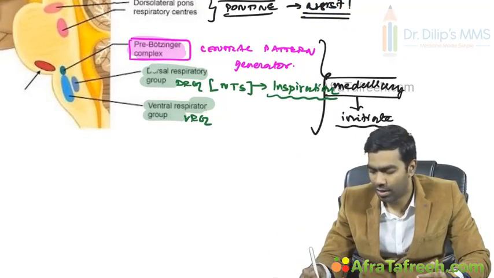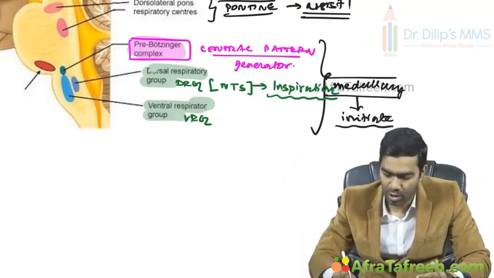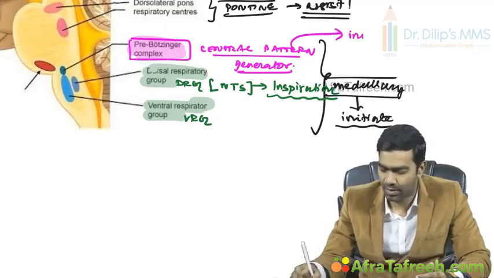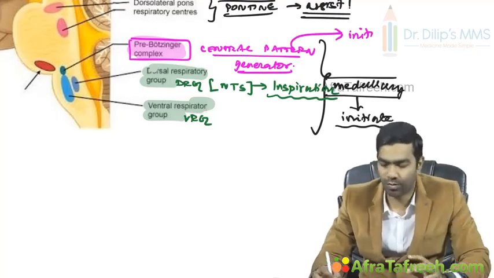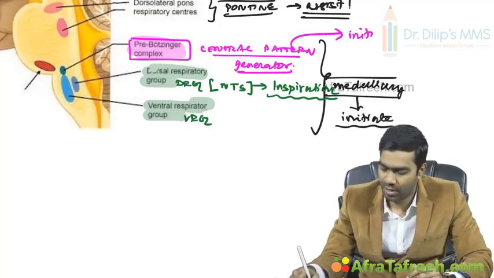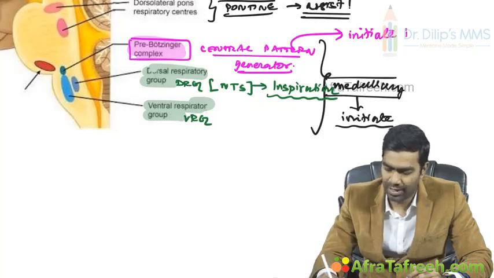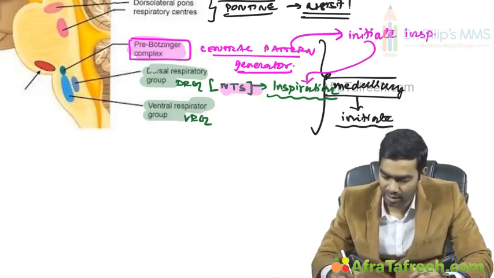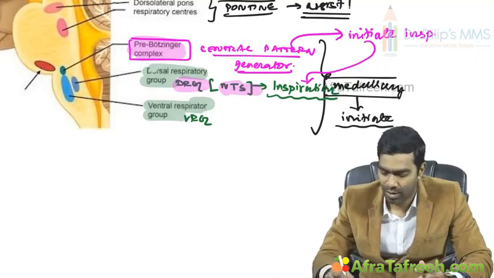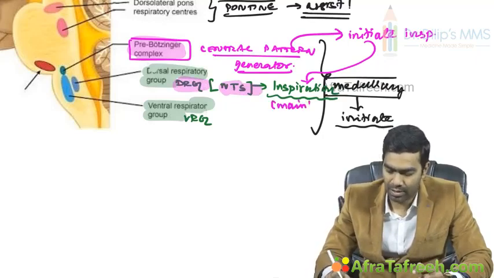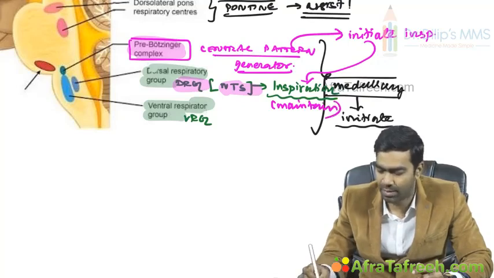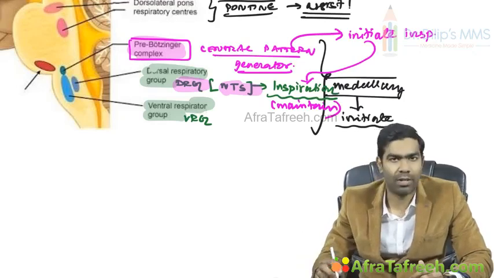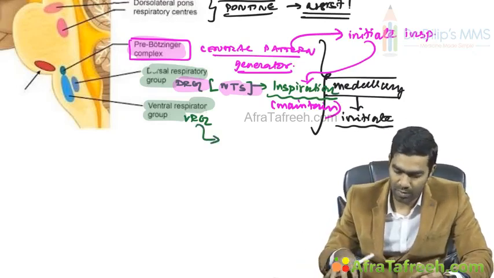Remember, to be honest, the pre-Bötzinger complex, the central pattern generator, is the one that really initiates the inspiration, because that is like a pacemaker. That's where the start of the breathing is. This is the one that is going to initiate inspiration, and this nucleus of solitary tract and the dorsal respiratory group is going to maintain this inspiration. The inspiration that is initiated by the pre-Bötzinger complex is actually maintained by this dorsal respiratory group. Very important.